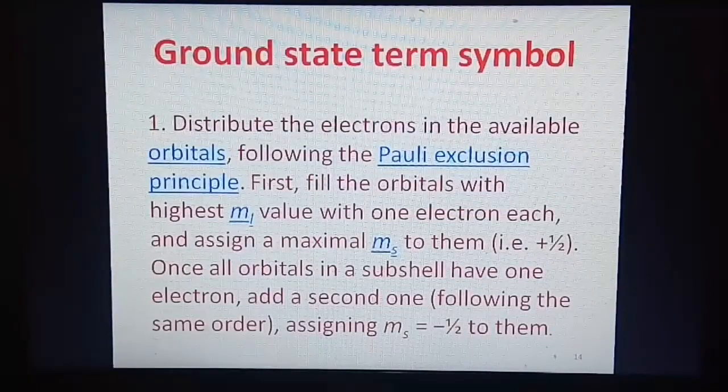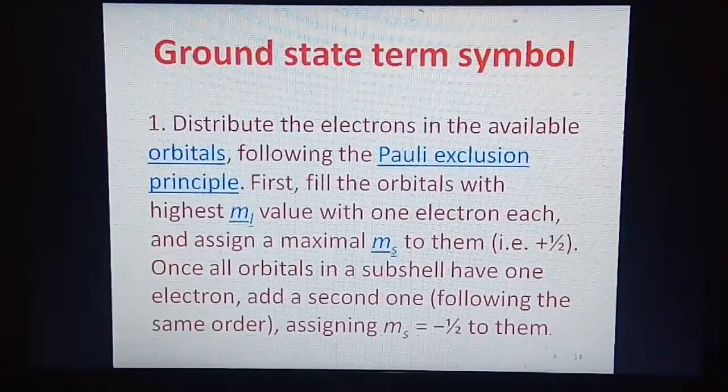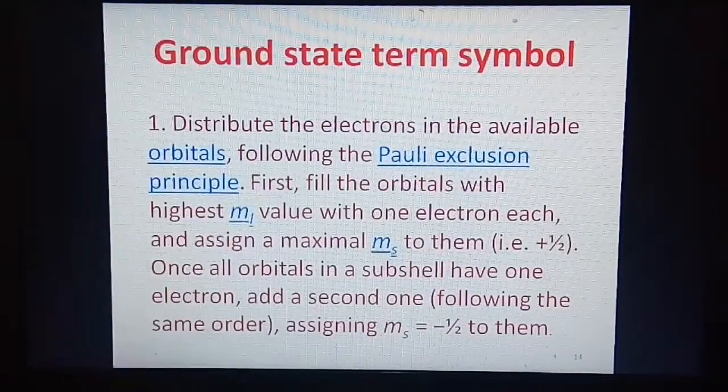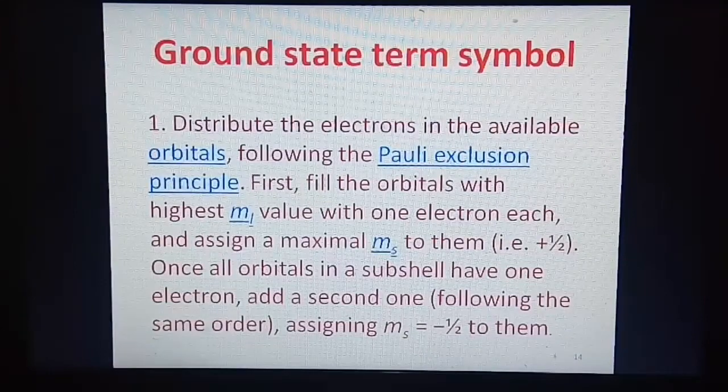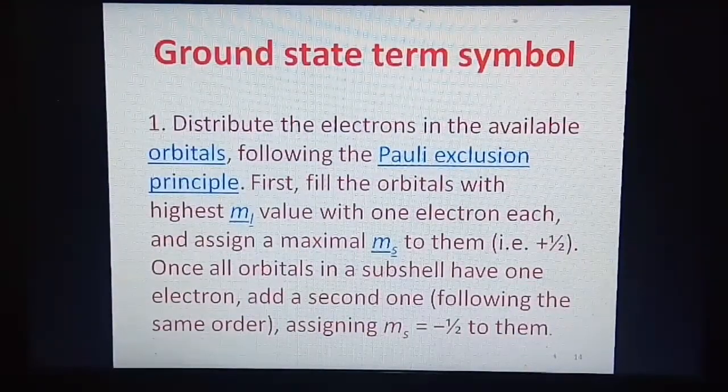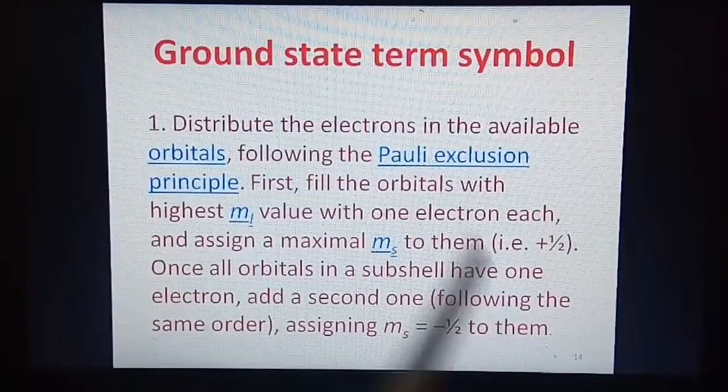Distribute the electrons in the available orbitals following Pauli's exclusion principle. First, fill the orbitals with the highest ML value with 1 electron each and assign a maximal ms to them. That is, for each electron it is plus half. Once all orbitals in a subcell have 1 electron, add a second one following the same order, and assign ms equal to minus half to them.